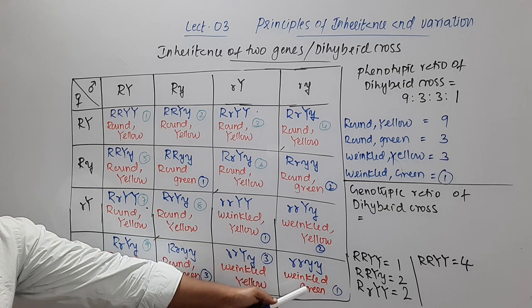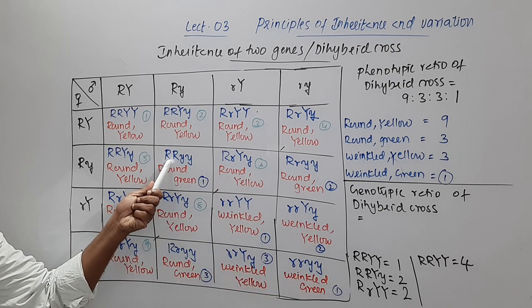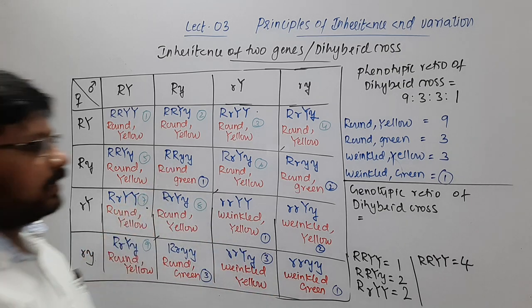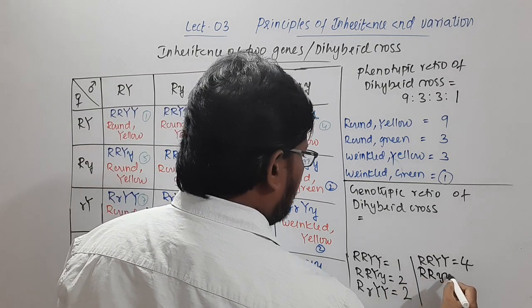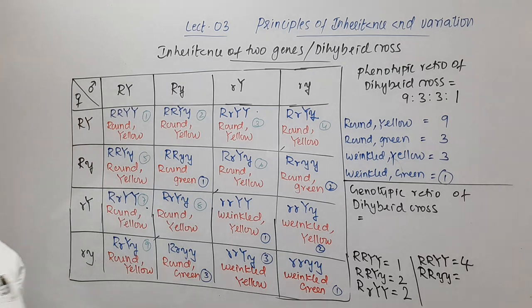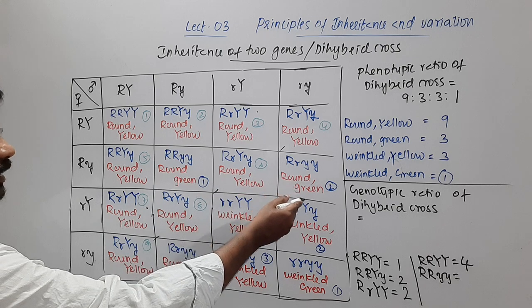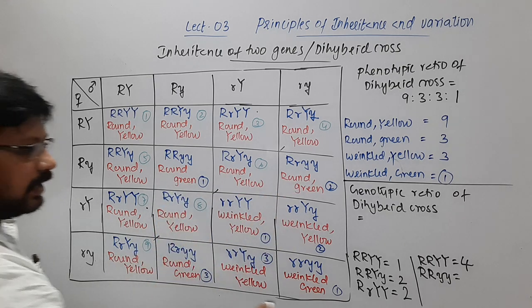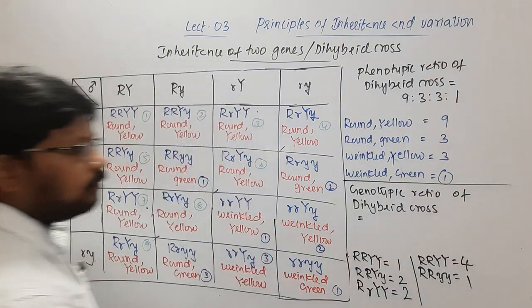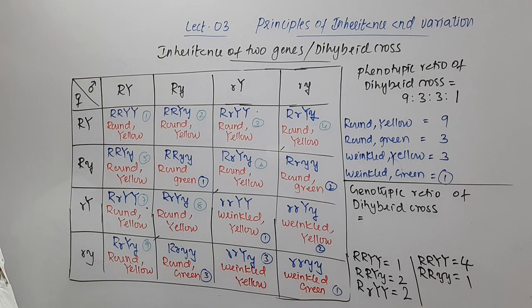We already finished it. Then we'll see capital R, small y, small y. This we did not finish. Capital R, small y, small y. How many do we find in this Punnett square? Right, nowhere else I think is there another with the same genotype. So it will be only 1.